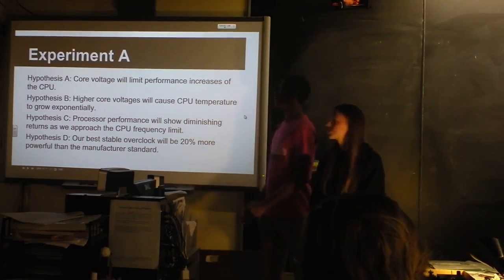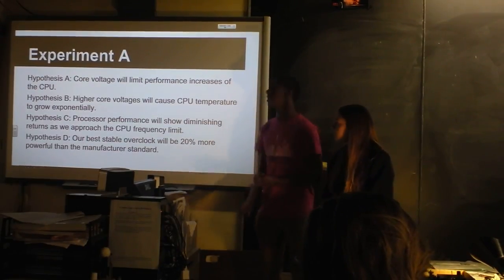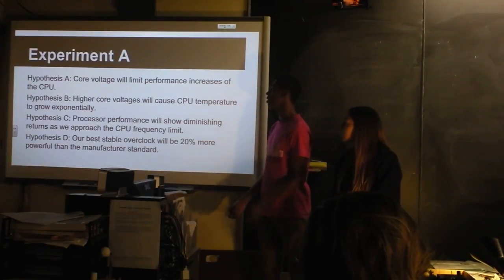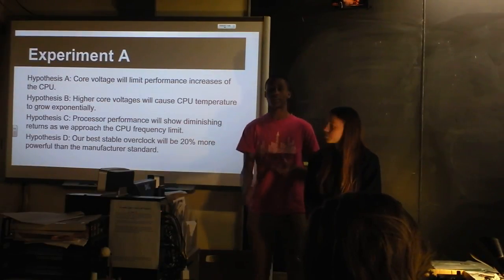So these are all our hypotheses for the processor overclocking. Hypothesis A was that the core voltage will limit performance increases of the processor. Higher, better. And these are pictures of it. That's what the case looks like, and that's what it looks like opened.